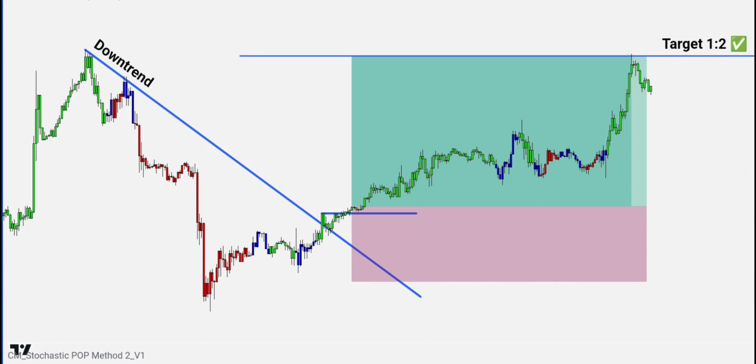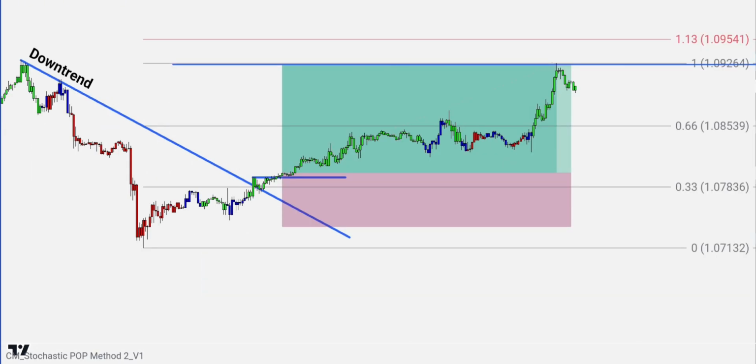Now, I will try to show you how to reach a higher target. After reaching a 1-2 reward ratio in this trade, we pull the stop loss level to the entry point and draw our Fibonacci tool from the recent low to the peak level formed recently. The ultimate target is now the 1.618 Fibonacci ratio.